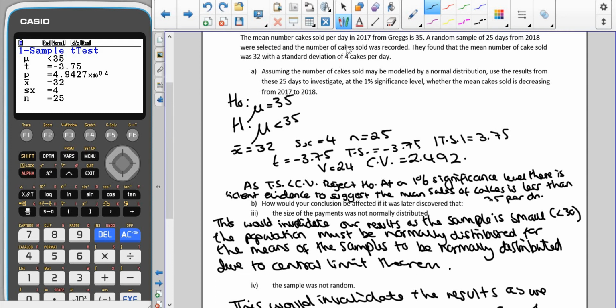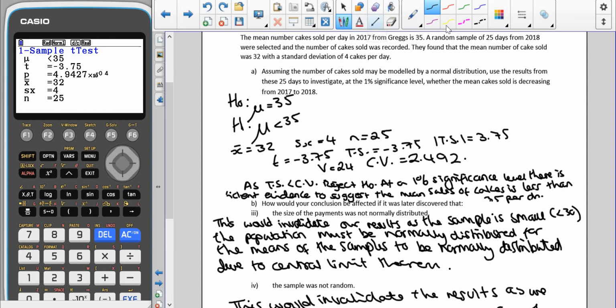So we have the mean number of cakes sold per day in 2017 is 35. A random sample of 25 days from 2018 were selected and the number of cakes sold was recorded. They found that the mean number of cakes sold was 32 with a standard deviation of 4 cakes per day. Assuming that the number of cakes sold may be modelled by a normal distribution, use the results from the 25 days to investigate at a 1% significance level whether the mean cakes sold decreased from 2017 to 2018.